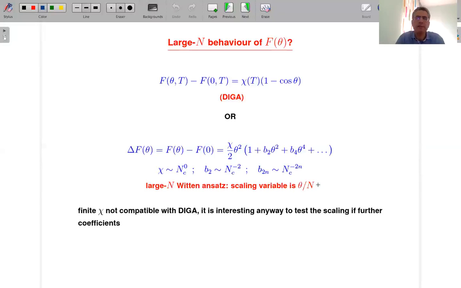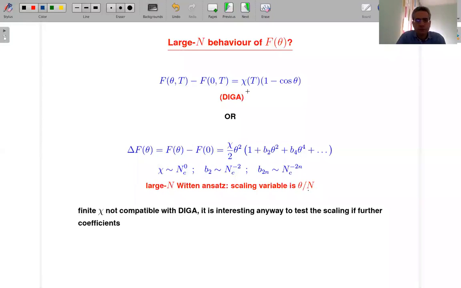I remind you that this ansatz derives from the requirement that the theta dependence is non-trivial even in the large N limit, and from the observation that the variable which enters the Lagrangian at non-zero theta is actually theta over N, if you adopt the scaling with the 't Hooft coupling in the large N limit. So according to this ansatz, the prediction is that these corrections to the purely quadratic dependence scale as inverse powers of the number of colors as follows. So B2 must be of order 1 over N_c squared and so on.